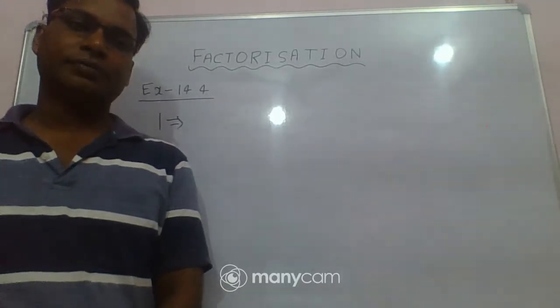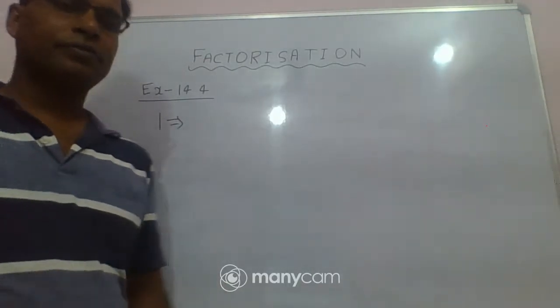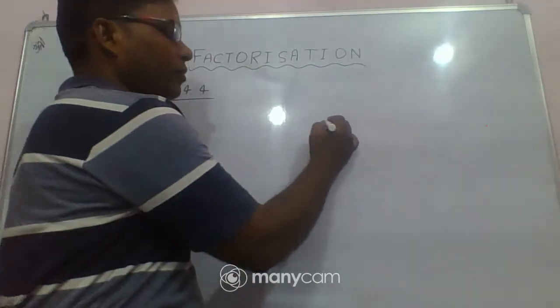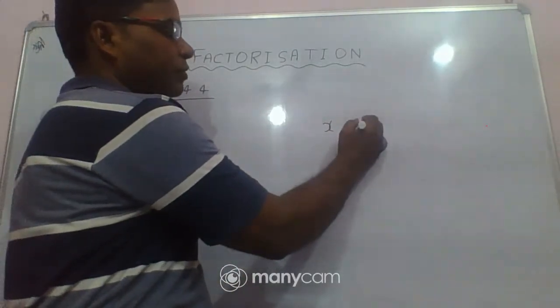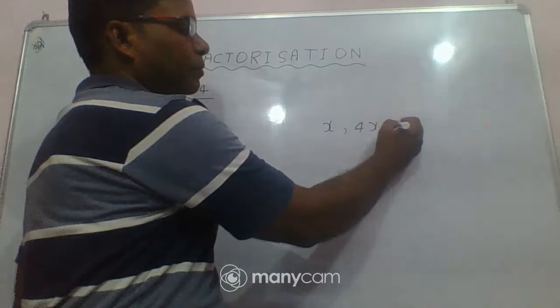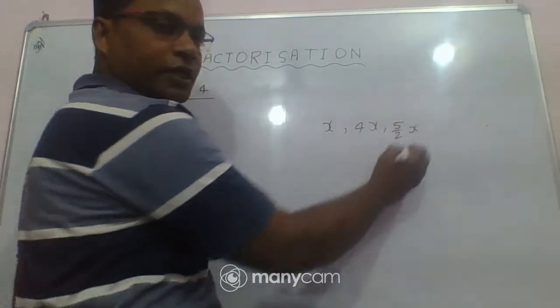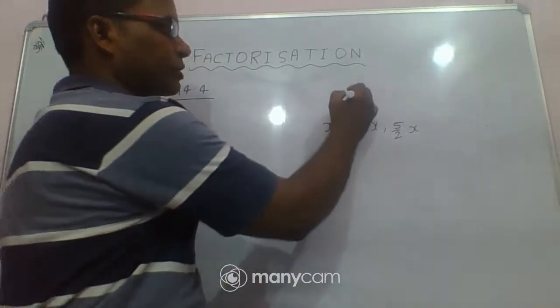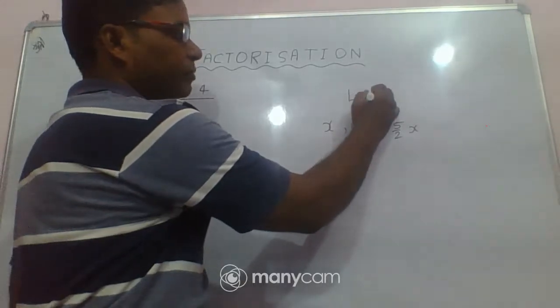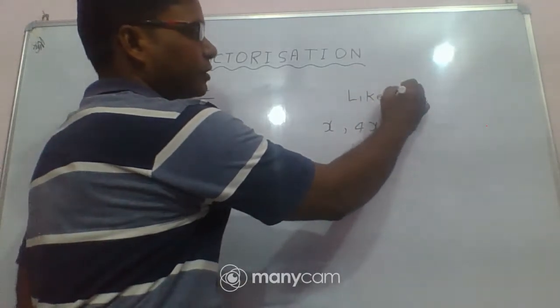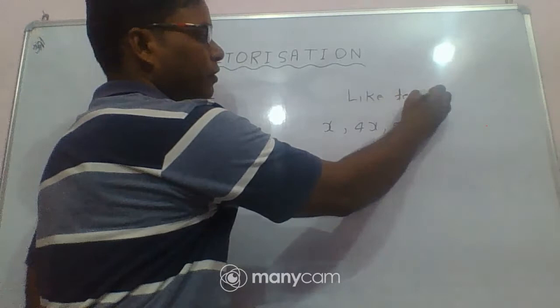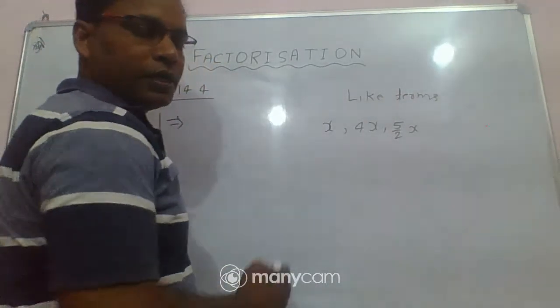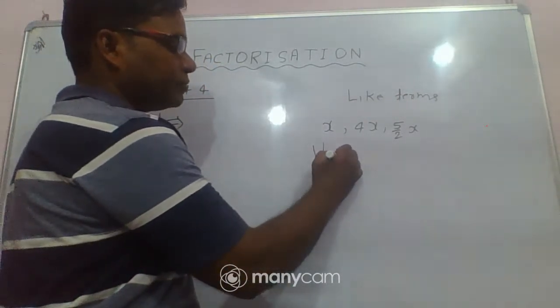Before it, we want to discuss some terms: like terms and unlike terms. Students, you can see here x, 4x, 5 by 2x. This is a like terms. This is a like terms.